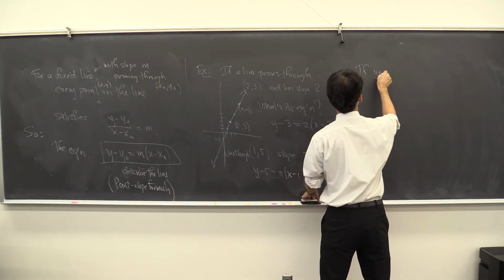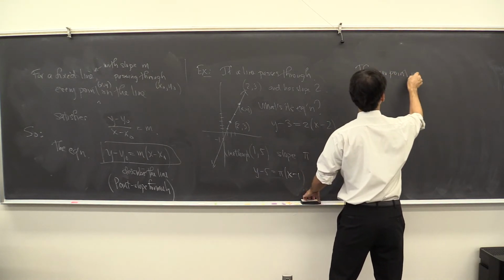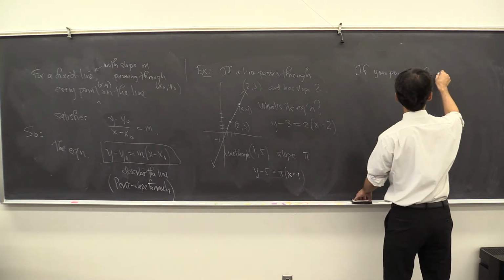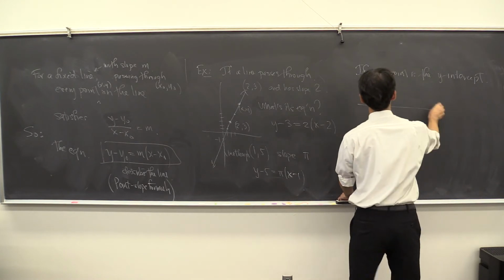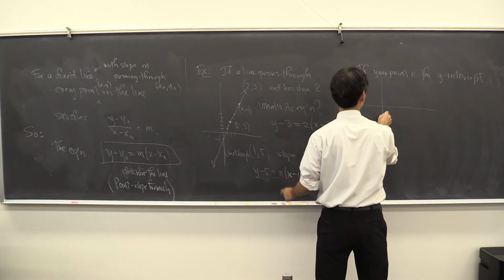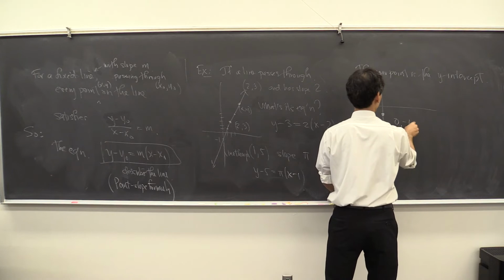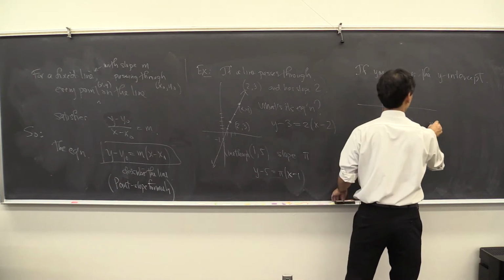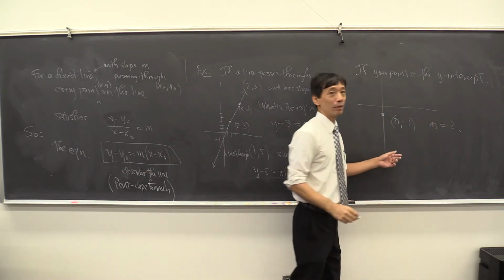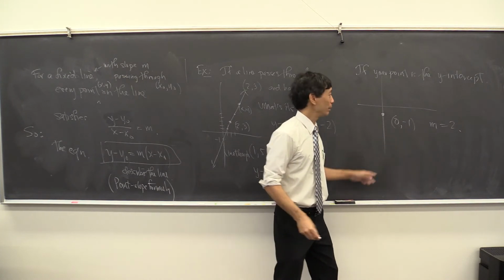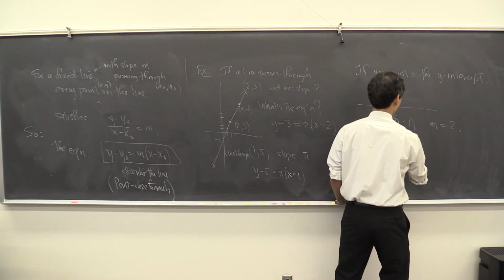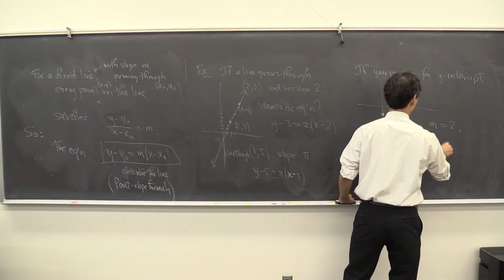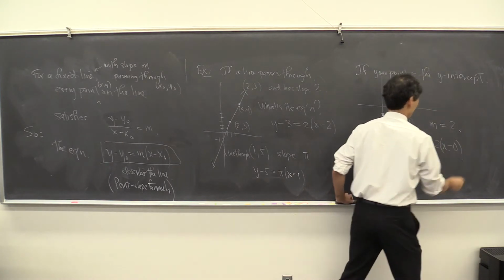And so if your point is the y-intercept, suppose we did have this thing, like your point is (0, -1) and slope is 2. What would be the equation in that case? Well, it would be y minus -1 is equal to 2 times x minus 0.